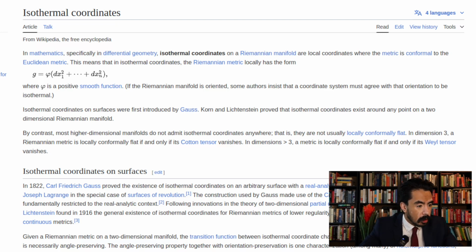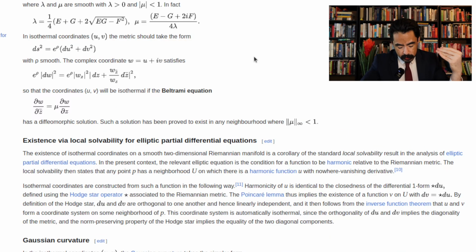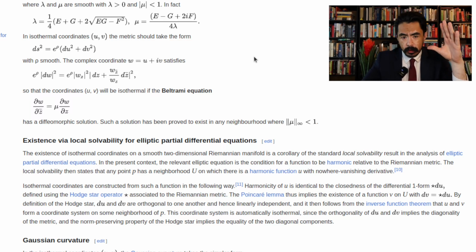Continuing on, the existence of isothermal coordinates on a smooth 2D Riemannian manifold is a corollary of the standard local solvability result in the analysis of elliptic PDEs. All right, so that's to kind of give foreshadowing for section 63.